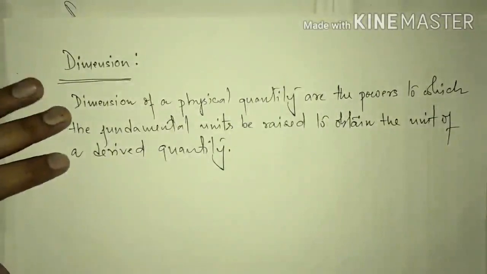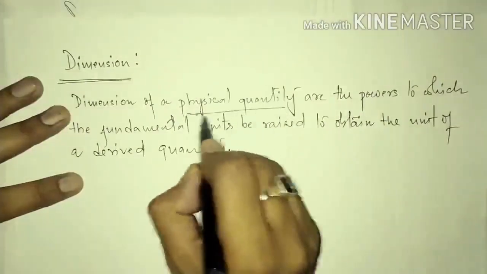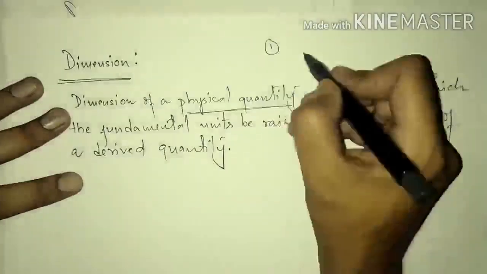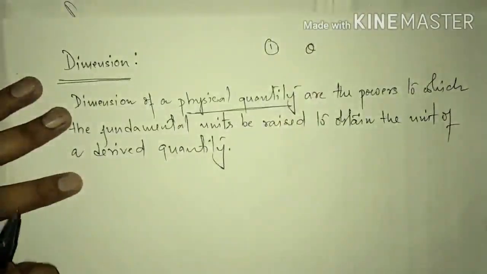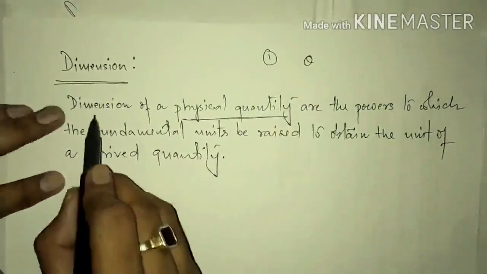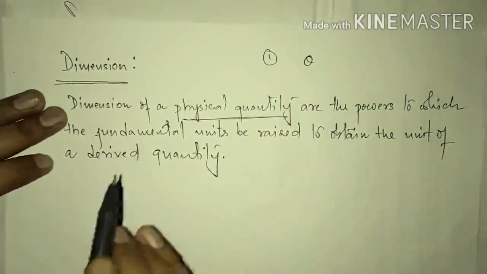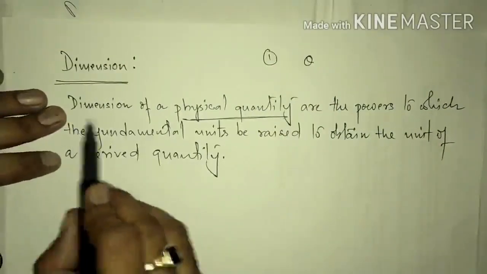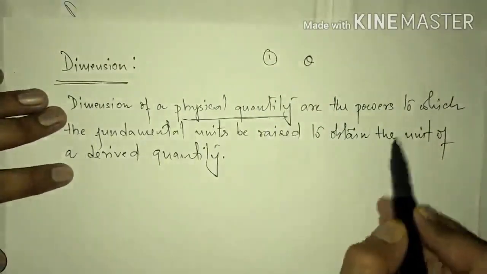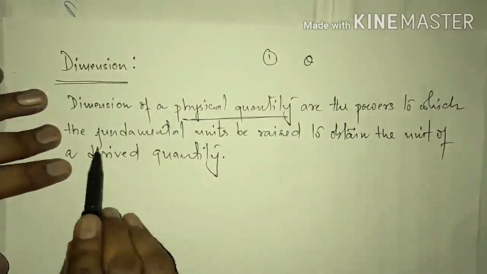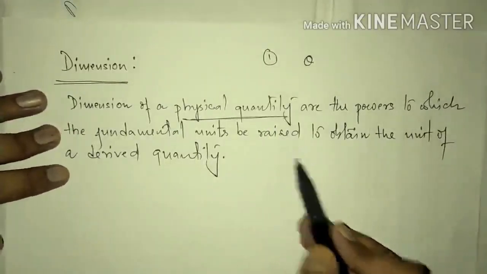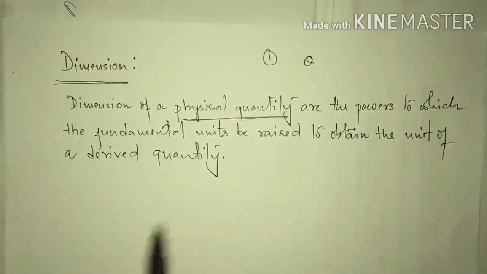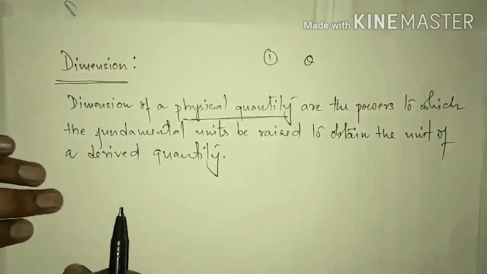So first point you have to notice, the dimension is related to a physical quantity. If I give you a number 1, it is dimensionless. If I give you an angle, it is dimensionless. So the first point is that dimension is always and always associated with a physical quantity we talk about. So dimension of any physical quantity are nothing but the powers to which the fundamental units be raised to obtain the unit of a derived quantity. Now, when I will be doing it, you will understand very nicely actually.